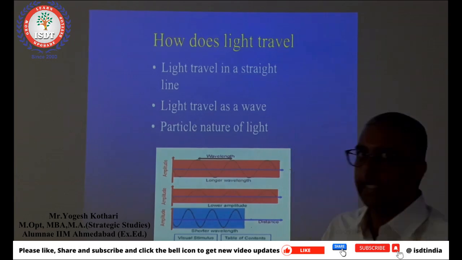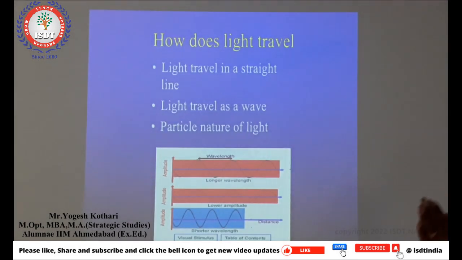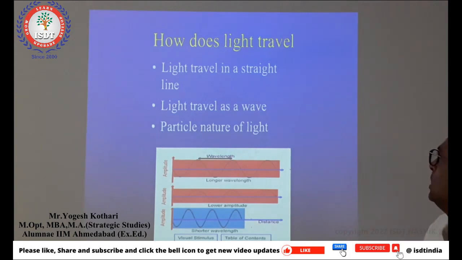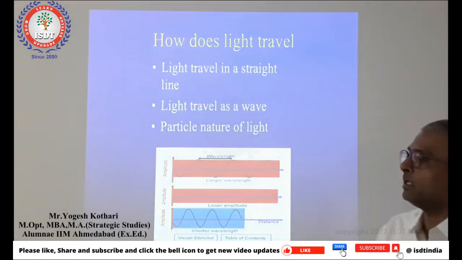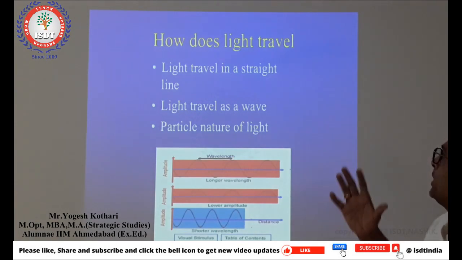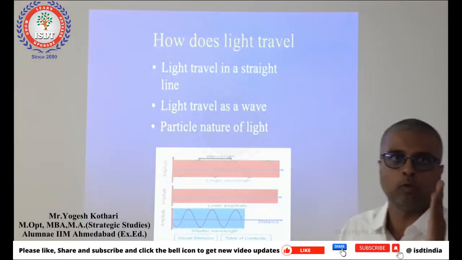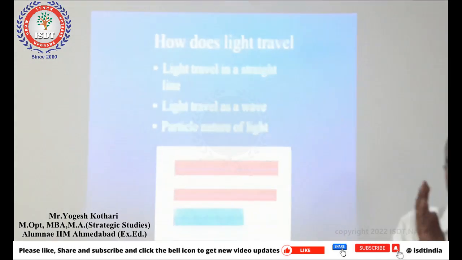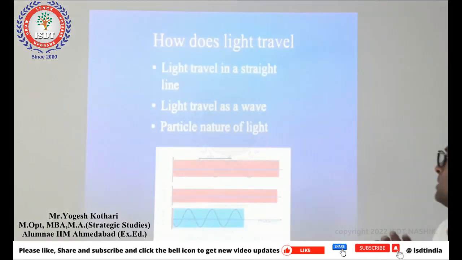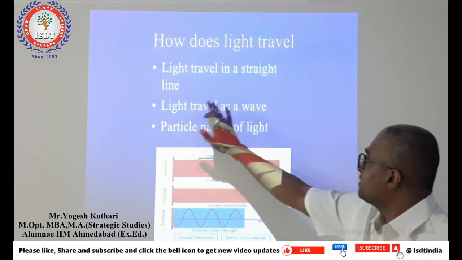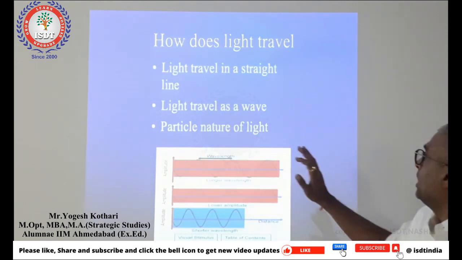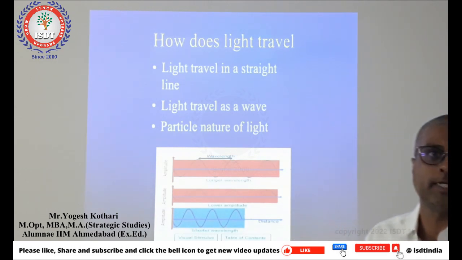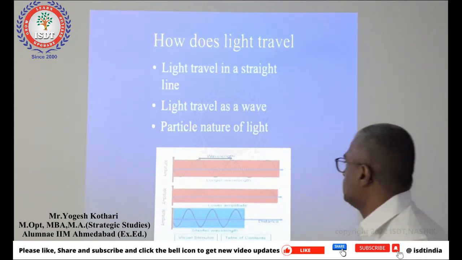Now the light travels from its source, for example, to the eye. There are certain properties of how it travels. One is that light travels in an absolutely straight line. Unless there is a curvature or an obstruction in between, it won't change its path. Light travels as a wave, and the particle nature of light defines certain optical properties of the light.